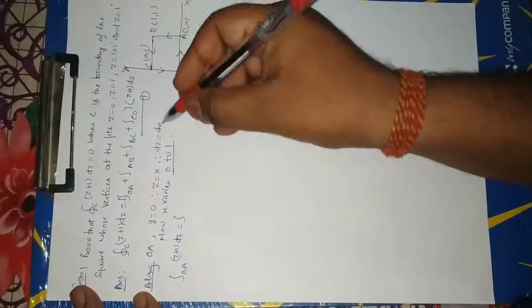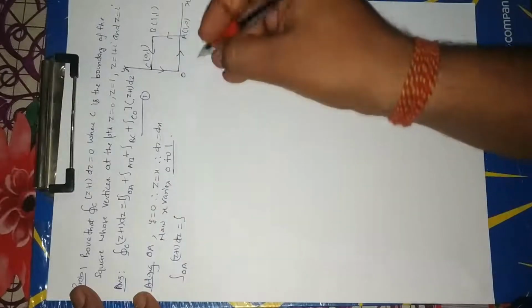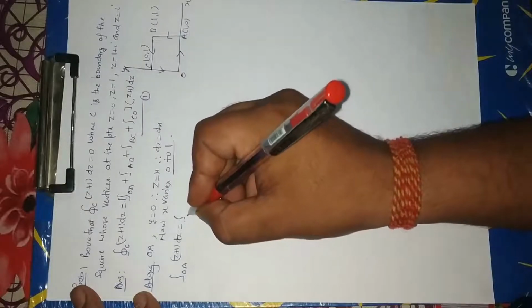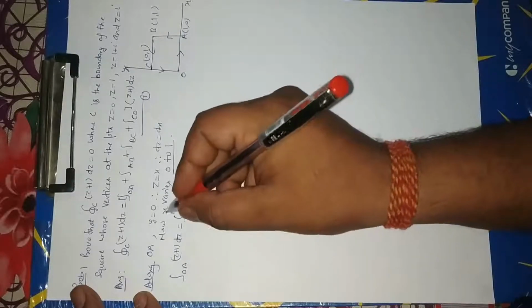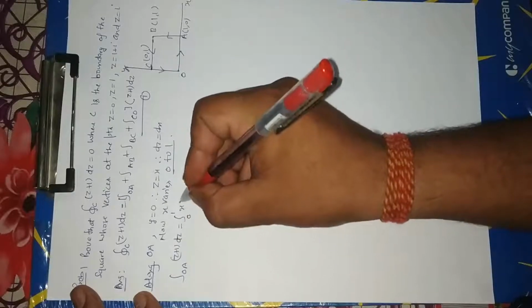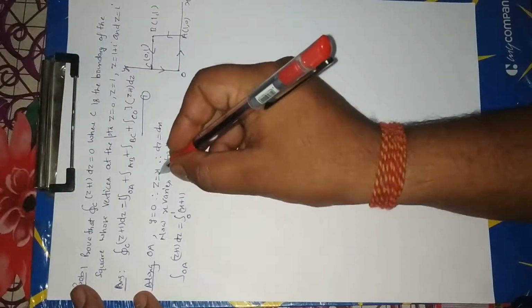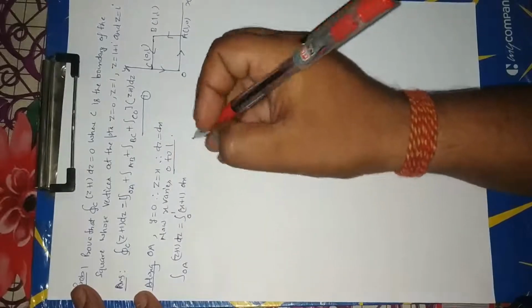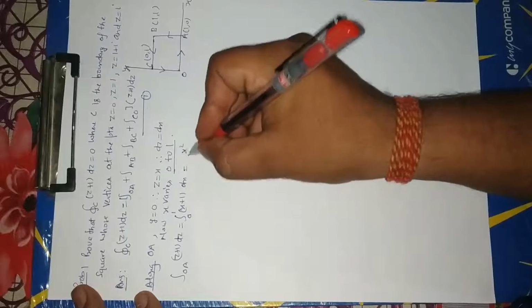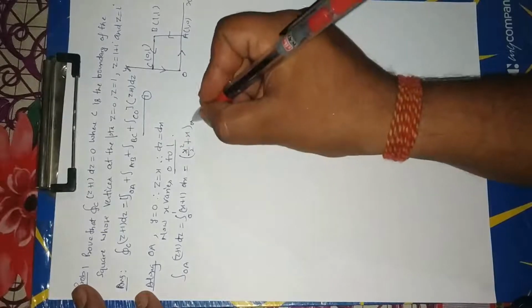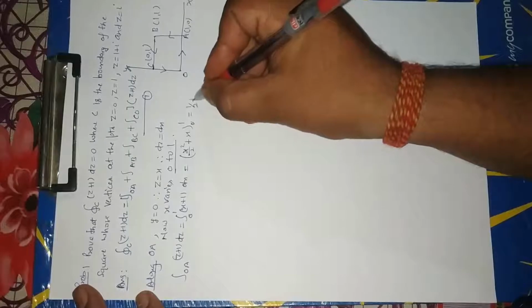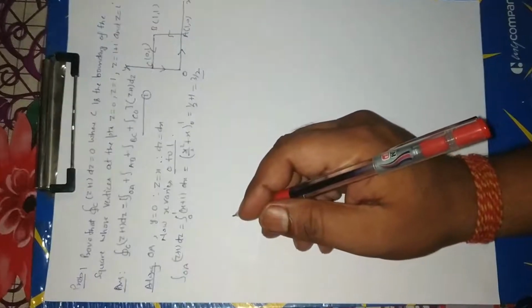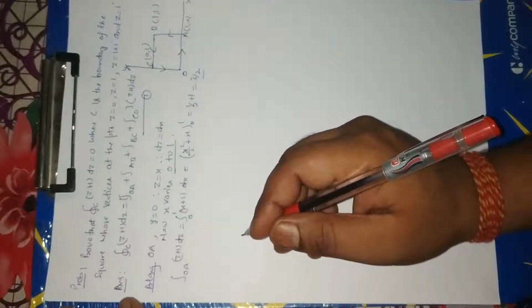integration over contour OA. Now it is converted into x variable. This is equal to the integral from 0 to 1. The value of z plus 1 converts into x plus 1. Now dz converts into dx. This is equal to x square by 2 plus x, limit 0 to 1. This is equal to 1 upon 2 plus 1. Now the complete value of integration over OA is equal to 3 by 2.